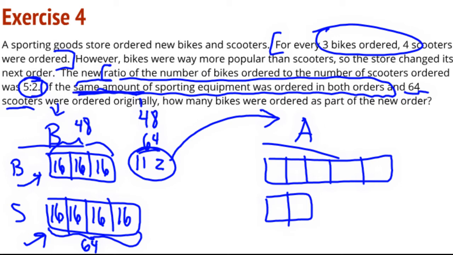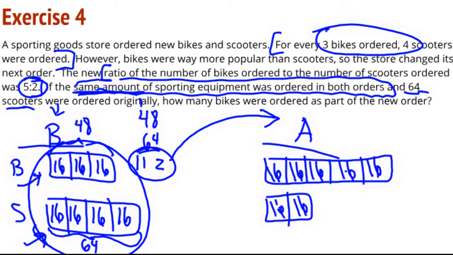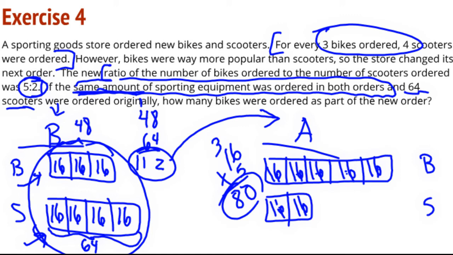So now I've got 112, and it's divided between 1, 2, 3, 4, 5, 6, 7 parts. I've already done 112 divided by 7 parts right over here. Each of the units will be equal to 16. And it asks how many bikes were ordered as part of the new order. Well, this is my bike tape diagram, and this is my scooter tape diagram. And I've got 16 times 1, 2, 3, 4, 5. 16 times 5. And I find out that 80 bikes are part of the new order. And we're only going to get 32 scooters down here.